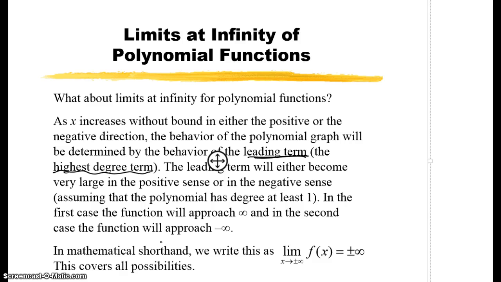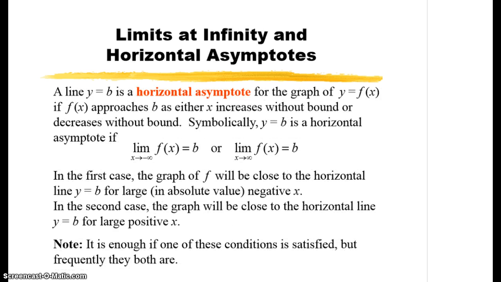In mathematical shorthand, we write this as the limit as x approaches positive or negative infinity of f of x equals positive or negative infinity. This will cover all possibilities. Okay, so the polynomials are not bad.